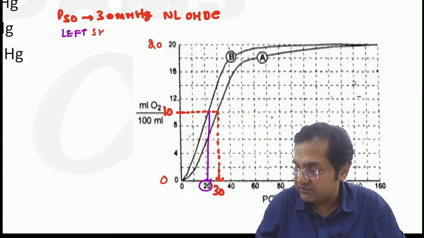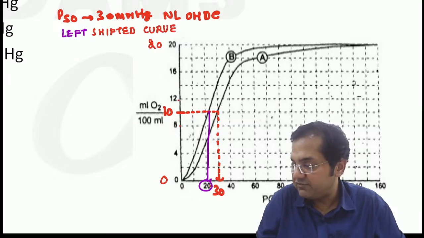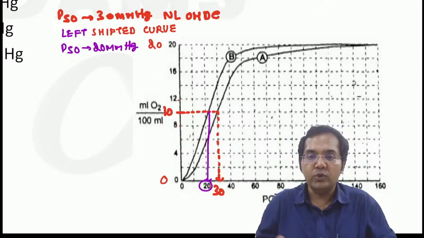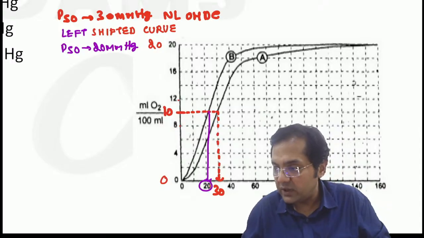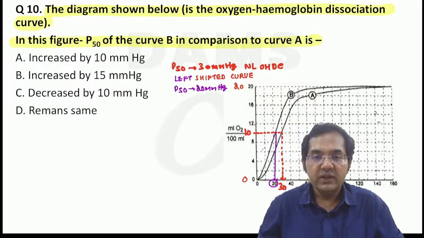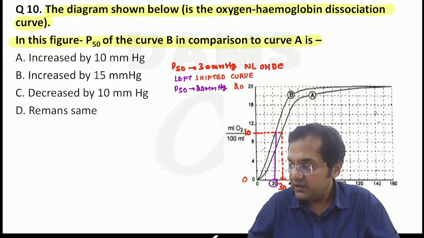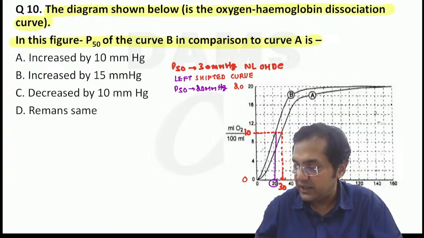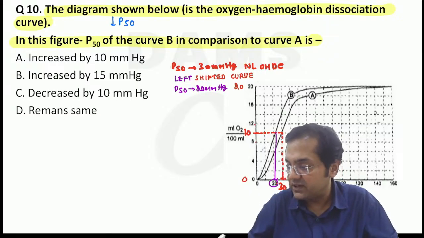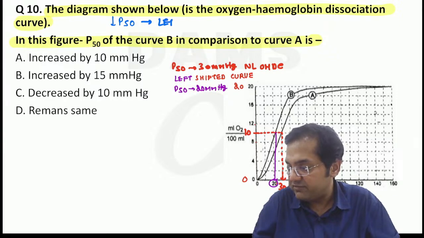So in a left shifted curve, the P50 has become 20. If you do not know this, you don't want to calculate, you are running short on time, please see the other way to get the same answer. In a left shifted curve, as discussed so many times, the P50 decreases. P50 is less in a left shifted curve.